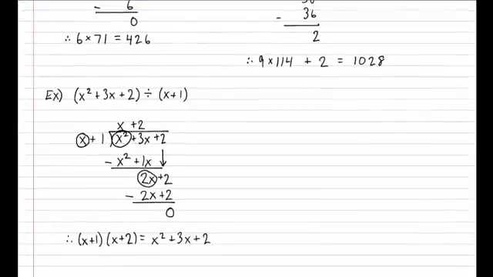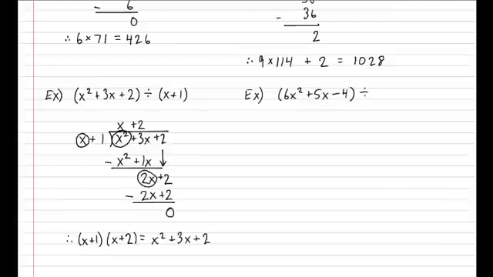Now, you might be asking yourself, can you end up with a remainder? Of course you can. Let's take a look at another example where you will get a remainder. So put another EX in your notebook, please. And put the following operation. I want (6x squared plus 5x minus 4), do not forget the brackets, divided by (3x minus 2). Again, don't forget the brackets.